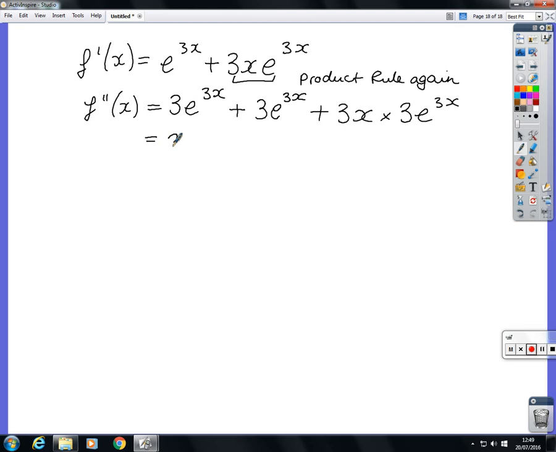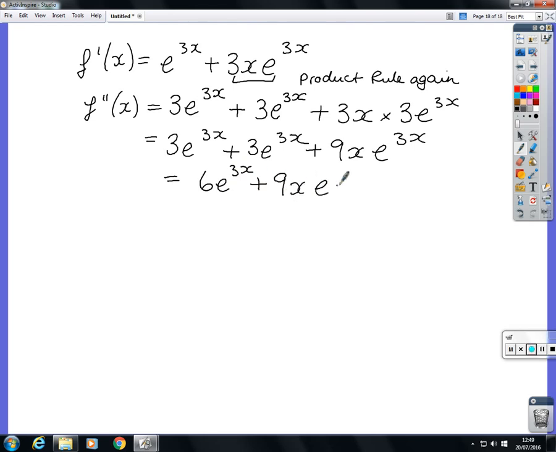Tidying up the terms: 3e to the 3x plus 3e to the 3x plus 9x e to the 3x. The first two terms are like terms, so 3 plus 3 is 6e to the 3x, plus 9x e to the 3x. We can use this for the second derivative test for the nature of the turning point.